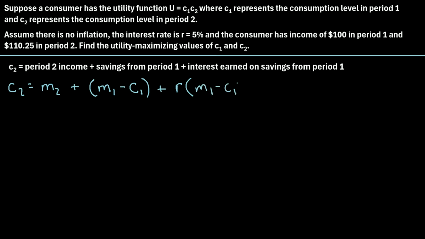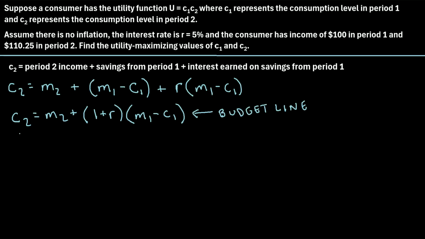So M1 minus C1. Now we can simplify this a little bit by rewriting it as C2 is equal to M2 plus, we can recognize that there's just a coefficient of 1 right here outside these parentheses. So we can rewrite this as 1 plus R times, we're multiplying by the same value in both parentheses. So we'll say times M1 minus C1. Now this equation right here is known as our budget line equation. And it tells us the value of C2, so the consumption level in C2, based on what we decided to consume in period 1, so C1.